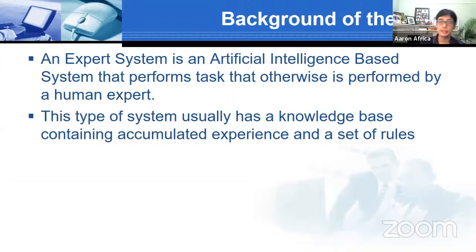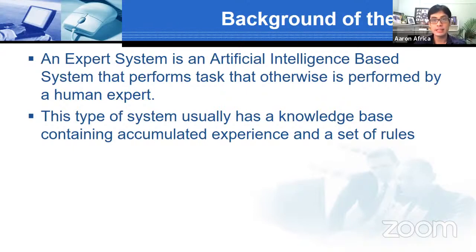Now, just a short background of the study. An expert system is an artificial intelligence system. What is that? It performs tasks otherwise performed by a human expert. For example, in here, our expert system is for network systems. The task that this system performs replicates a human expert, for example, an IT engineer. The expert system replicates the IT engineer. This type of system usually has a knowledge base which contains accumulated experience and a set of rules.